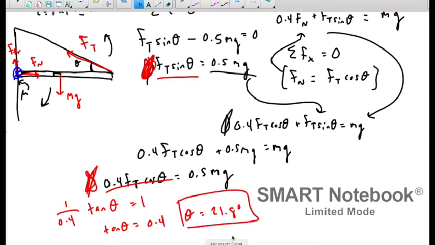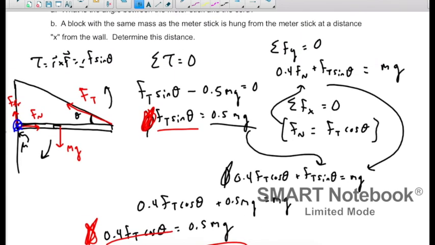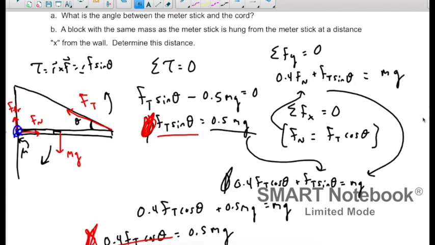This is an algebraic trick that people forget that you have access to, just dividing the two equations. If I divide them, sine over cosine collapses to tan, F_T over F_T cancels out, 1 over 0.4. It was really simple from there. So this was a tricky question. There may be a simpler way of solving it, but I've not found it yet.